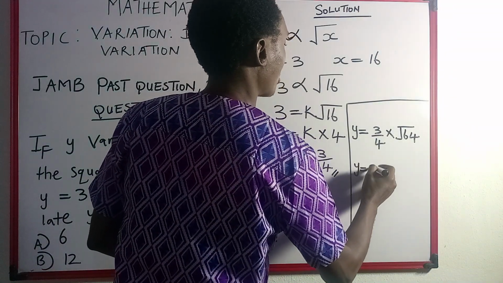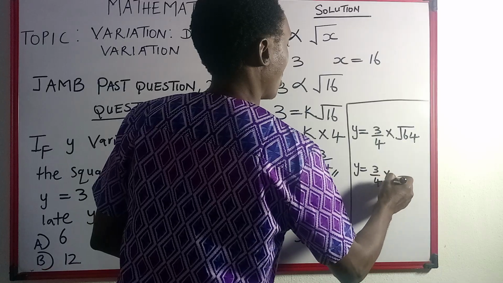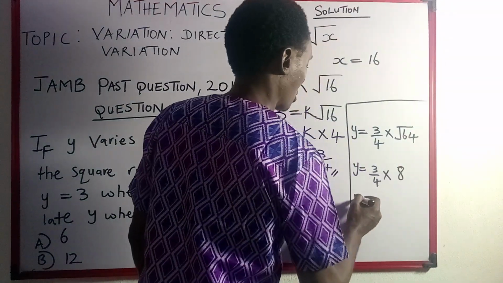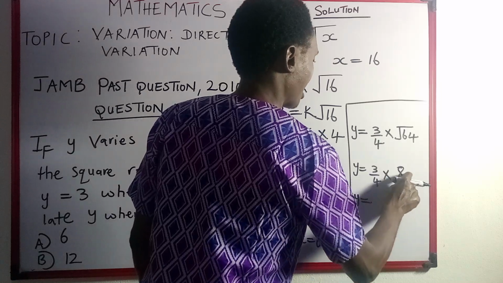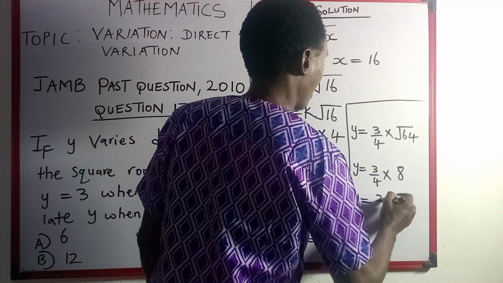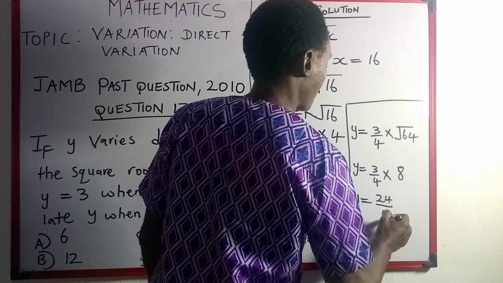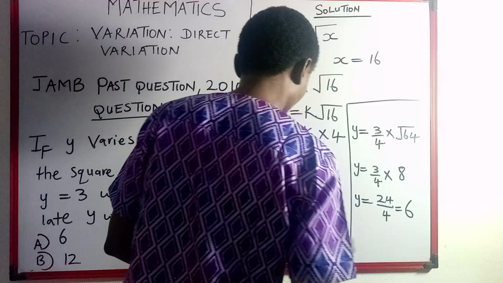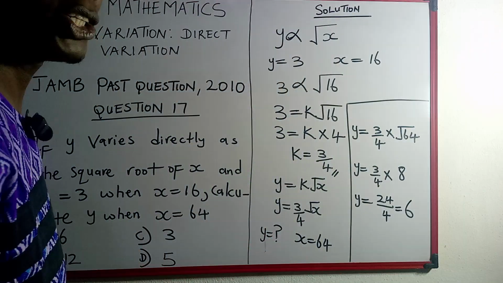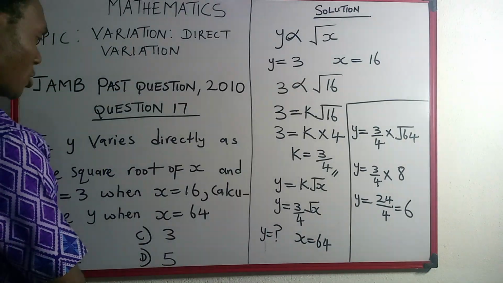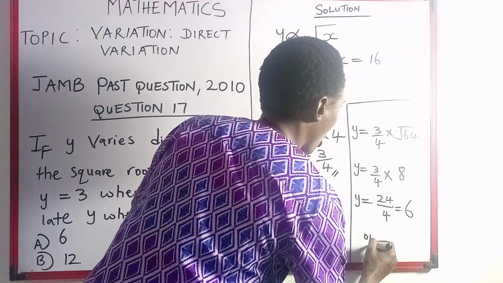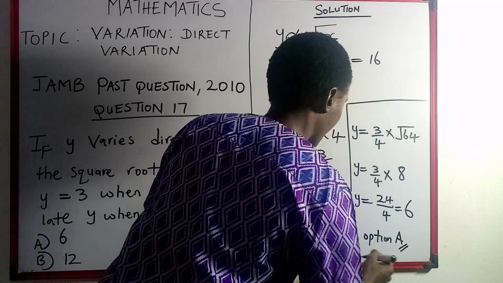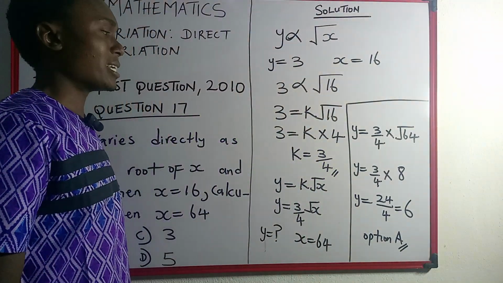So y is equal to 3 over 4. Now, what is the square root of 64? That is 8. Okay, so we are smart enough. 3 times 8 will give 24. 24 divided by 4, if you use your calculator, you're going to have 6. Now you go back to your options. Where can you see 6 in the options? A. So our answer becomes option A. And that is our final answer.